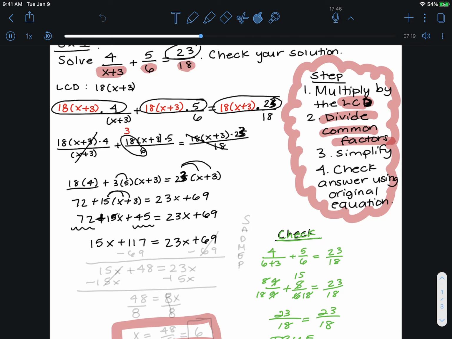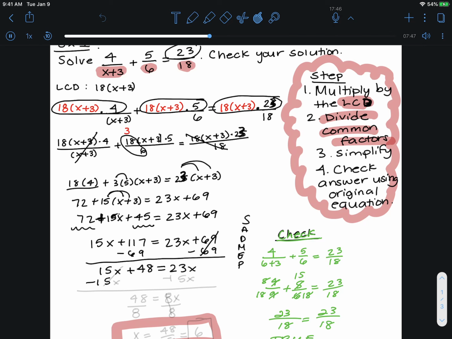And so now we can go ahead and solve this using SWBAT if you want to, so that it can help you out with how to solve for this. So I'm going to subtract the 69. And then that's going to give me 15x plus 48 equals 23x.